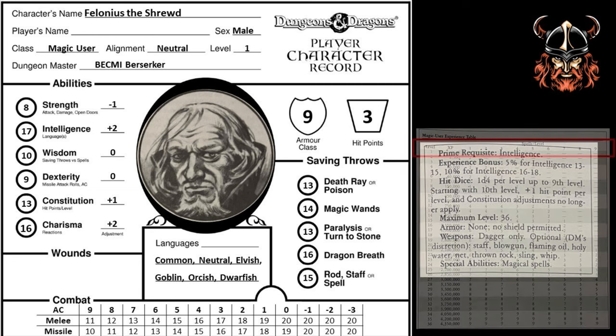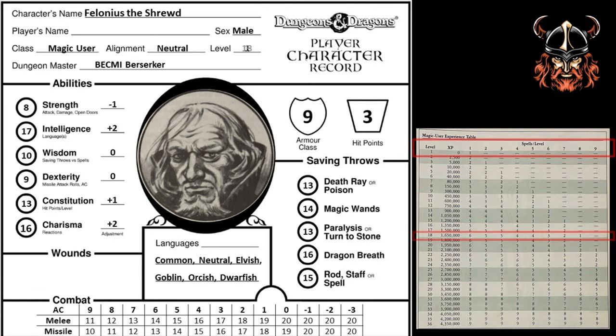Now Felonius the Shrewd is no longer first level. He has 1,650,000 experience points and has reached 18th level. A curious choice of level to look at, but we'll get to why soon.